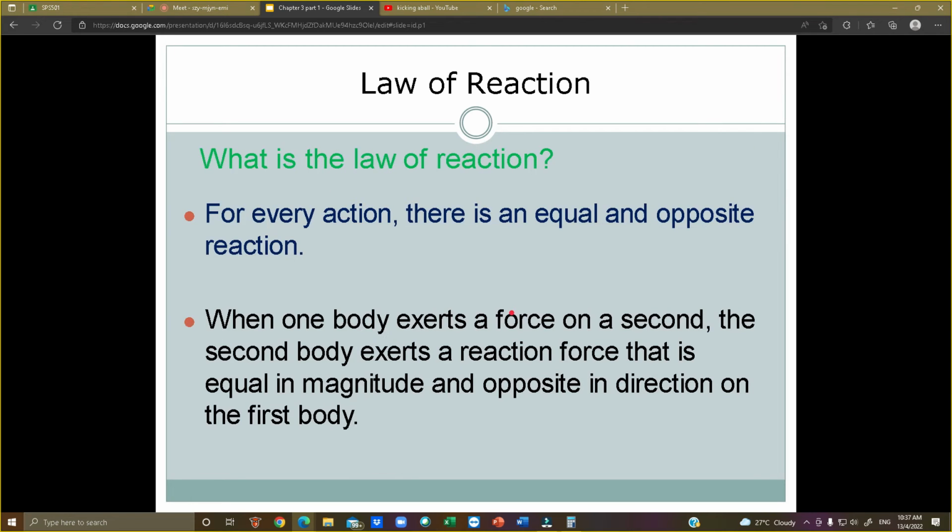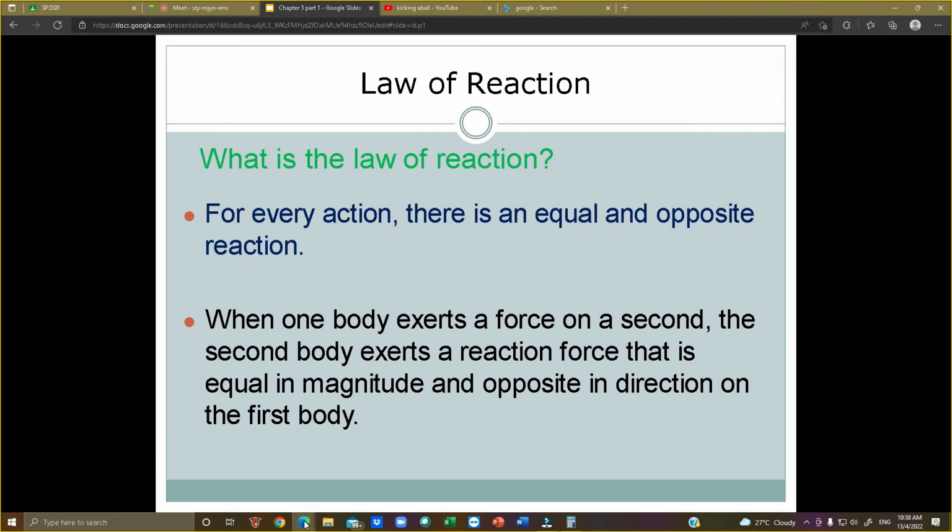Okay, and the third law, ini yang paling simple and most of the time I'm going to say something like this. Third law is what you give, you get back. For every action, there is an equal and opposite reaction.